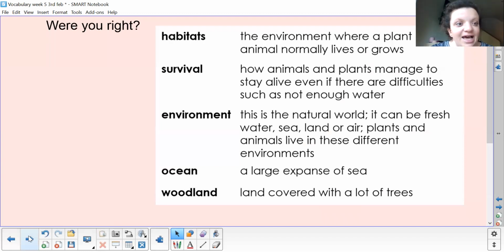A fox's habitat may be the woodland. Okay, so it's where it normally lives or grows. So plants also can have habitats. So think about different plants that suit different habitats.